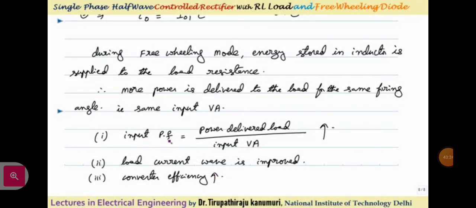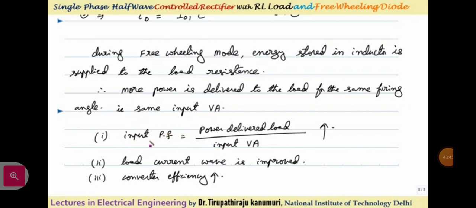And coming to the input power factor, we know the input power factor is the ratio of power delivered to the load divided by input volt amperes. Now for a given input volt amperes, the power delivered to the load is more in this case because of adding the freewheeling diode. So automatically the input power factor improves.